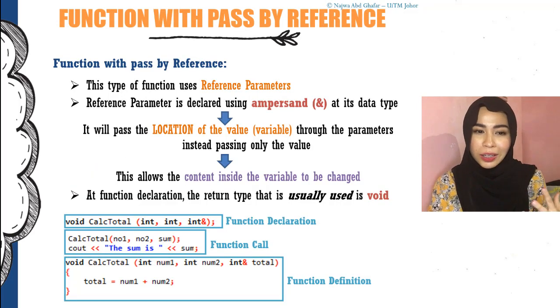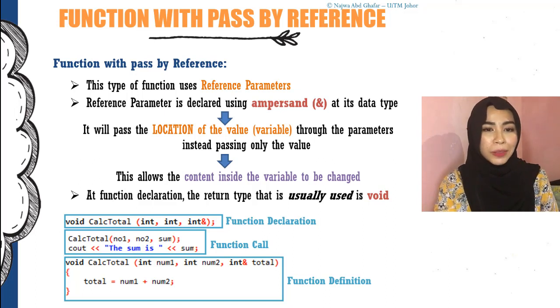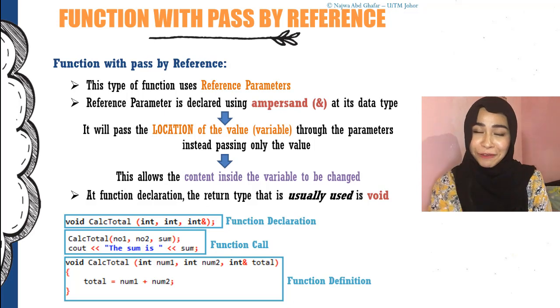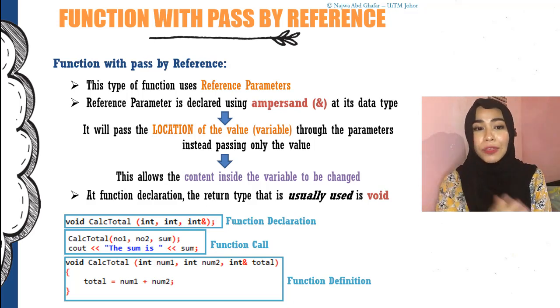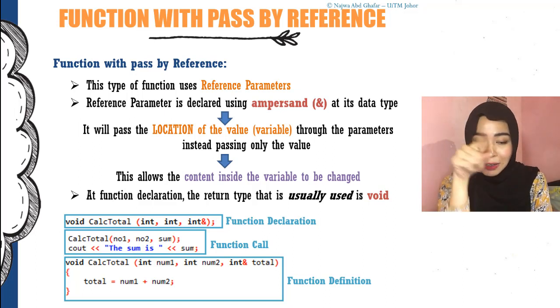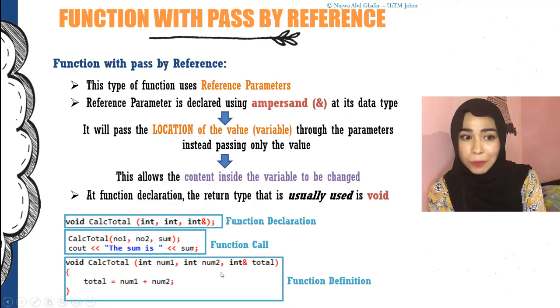Okay, you will understand this better the more you see it. Since we're using function pass by reference, we're going into our last type of function, which is function with pass by reference. This type of function uses reference parameters. Whenever you see a function that has an ampersand, for example right here, that means this parameter is known as a pass by reference parameter.